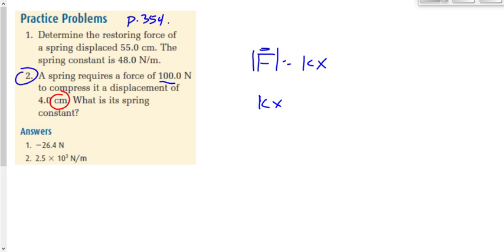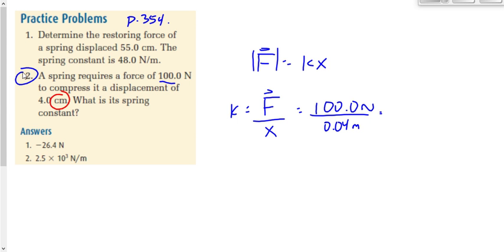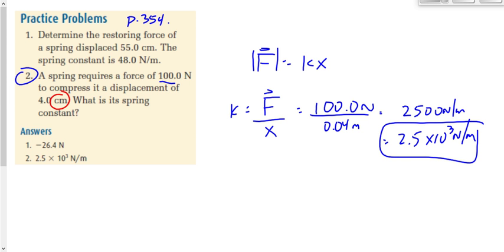So we're going to say K is equal to F over X. My applied force is 100 newtons, and my displacement is 0.04 meters. Do the math there, works out to be, I think it's 2,500 newtons per meter, but we should round that to 2 significant digits. So we'll make it 2.5 times 10 to the 3 newtons per meter. Good? Not crazy hard, eh?